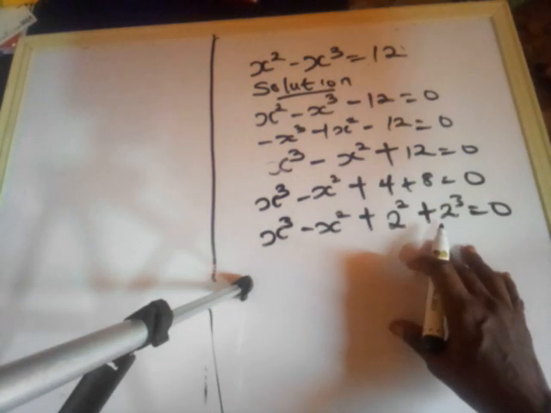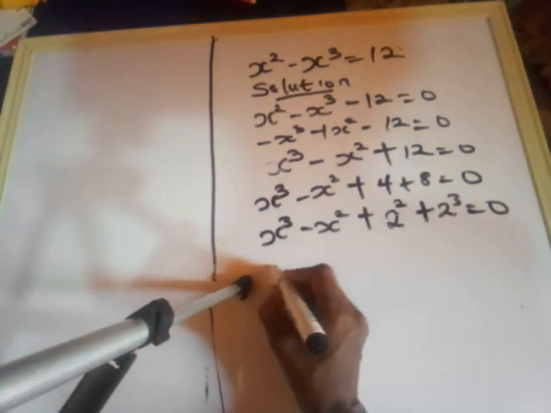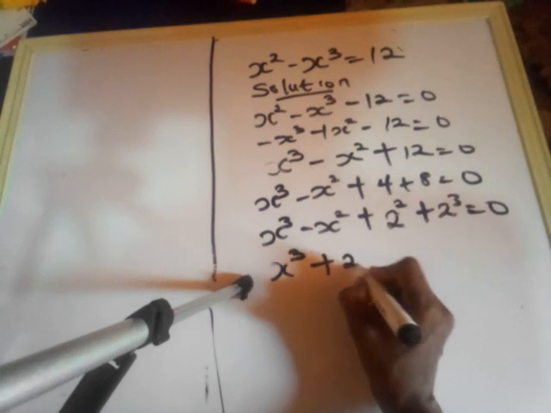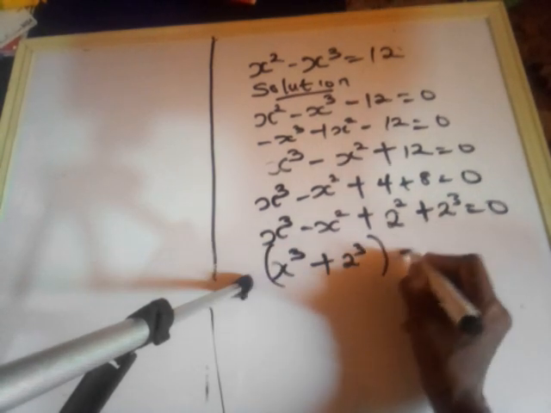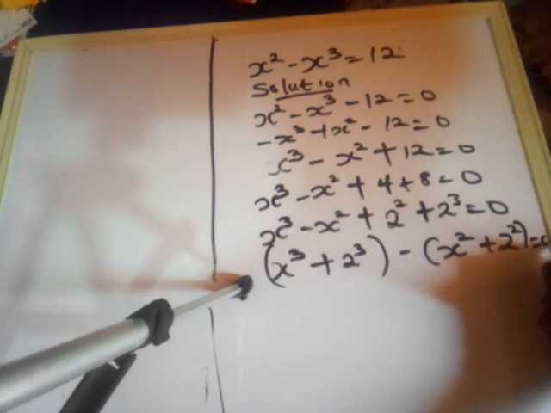So we have expressed it in the form of index form like this. So we now have the cube and the square. Now the next thing we are going to do is to group them together. The one that has the cube together and the one that has square together. So we have x raised to the power of 3, then plus 2 raised to the power of 3, then minus x raised to the power of square plus 2 raised to the power of square is equal to 0.